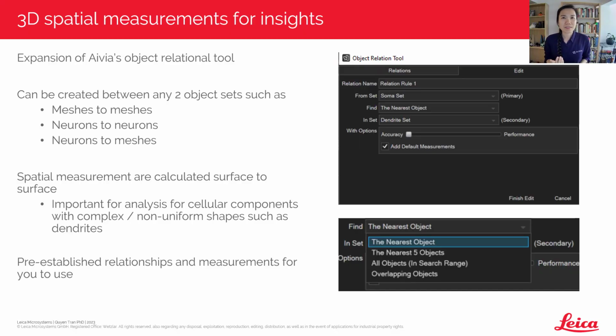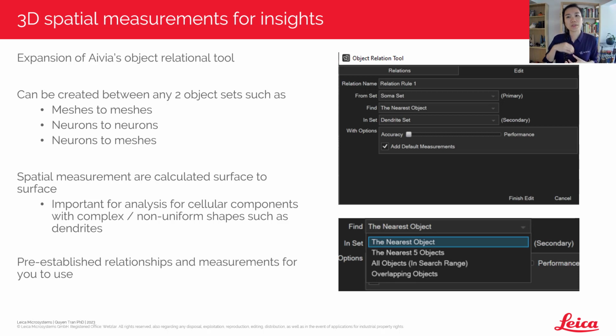How do we create this video? By utilizing a new feature, 3D spatial measurement in Aivia 12. This feature is an expansion of the Aivia object relational tool. And in this tool, 3D relationships can be established between any two object groups, whether you're establishing a relationship between meshes and meshes, neurons and neurons, or neurons and meshes.